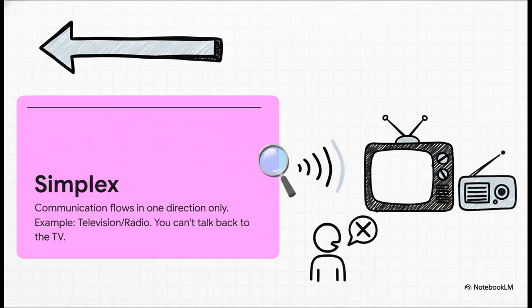First, you've got simplex. This is a one-way street. Information only flows in one direction, period. The best example is broadcast TV or radio. You can listen to the radio all day, but you can't talk back to the DJ through your car stereo, right? That's simplex, one way only.